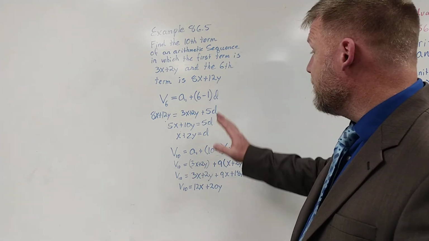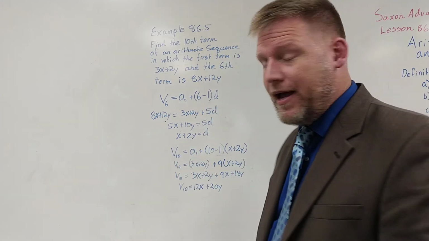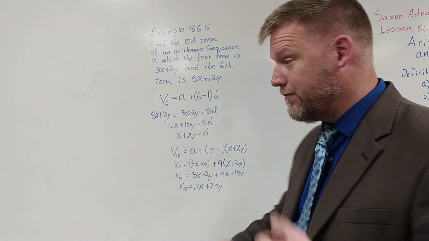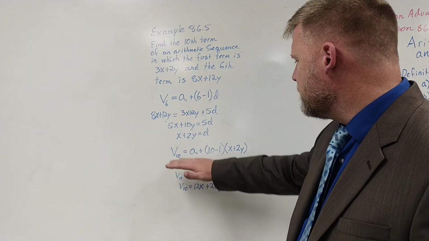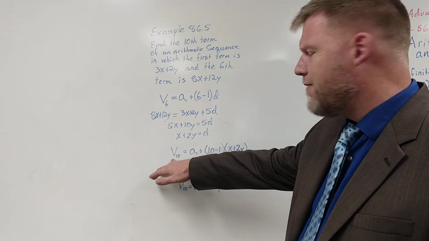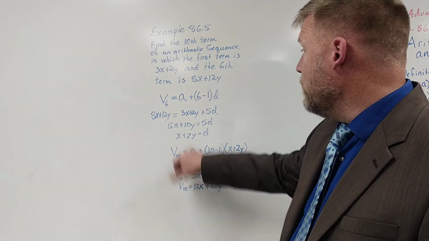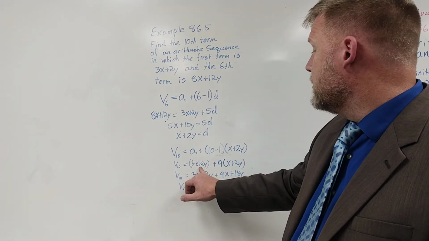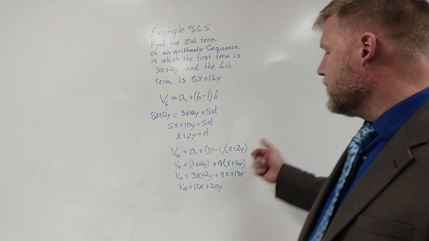Now, they want the 10th term. I could take my sixth term, find a seventh term by adding this, find an eighth term by adding this, find the ninth term by adding this, find the 10th term by adding this. That sounds really cumbersome. So I'm going to use my same formula again, but I'm going to say the value of the 10th term, that's what I'm looking for, right? Equals my a1, 3x plus 2y. And I'm looking for the 10th term, so 10 minus 1 is 9, times my common difference, x plus 2y.